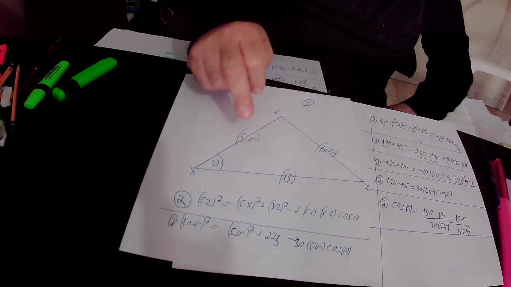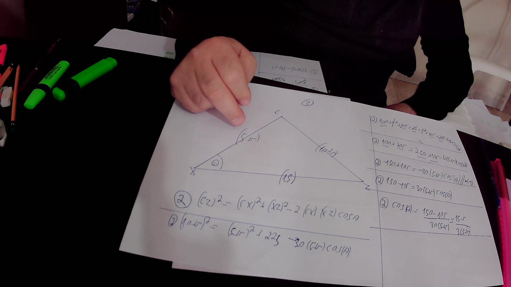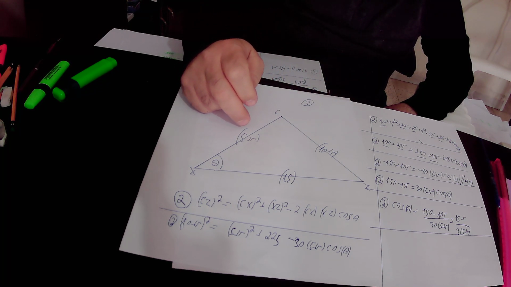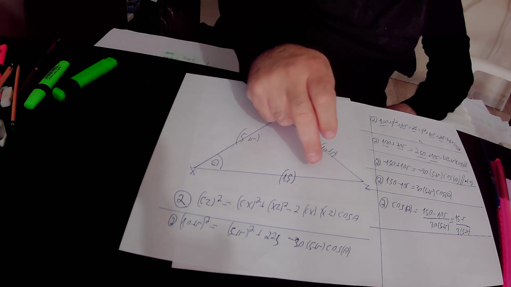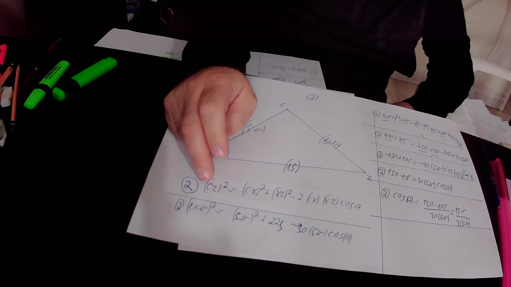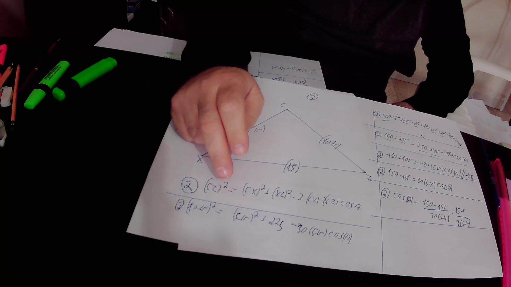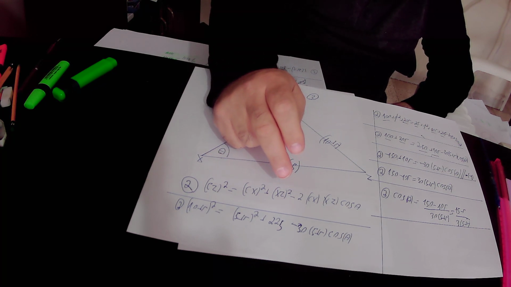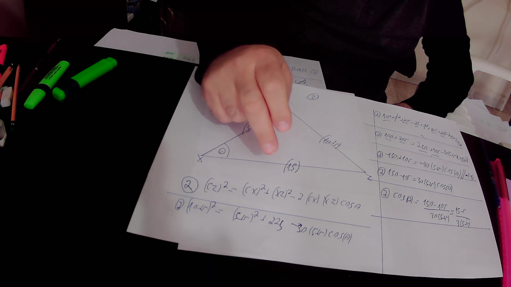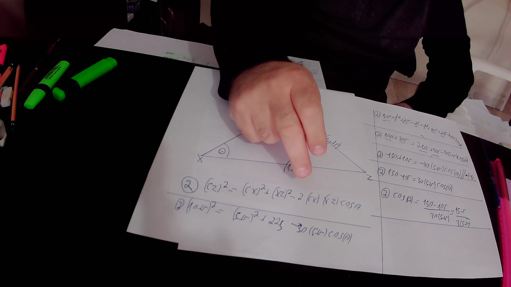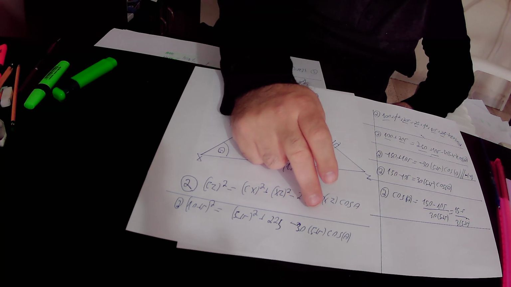Then we substituted CZ by 10 plus r, we substituted CX by 5 plus r, and we substituted XZ by 15, and we got this equation number 2 that says that (10 plus r) squared equals (5 plus r) squared plus 15 squared, that is 225, minus 2 times (5 plus r) times 15, that is actually minus 30 times (5 plus r) cosine theta.